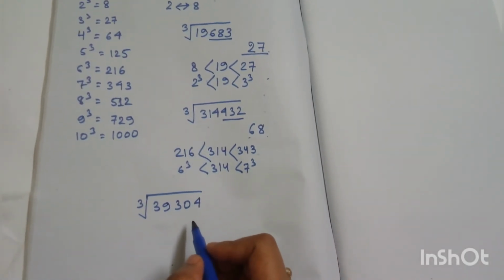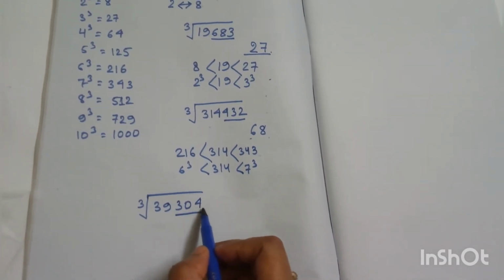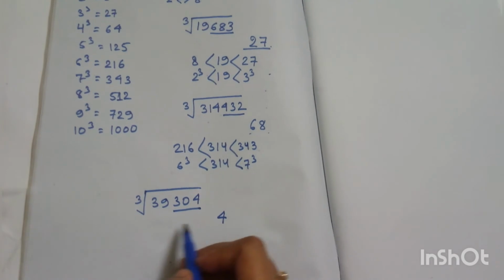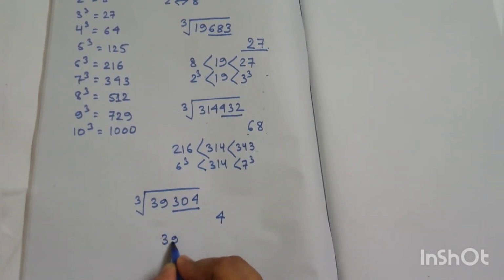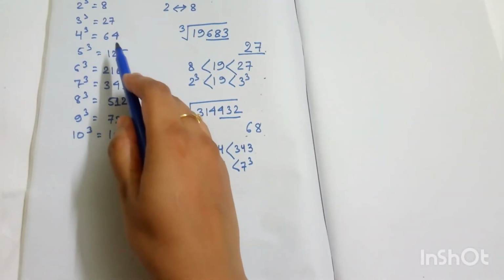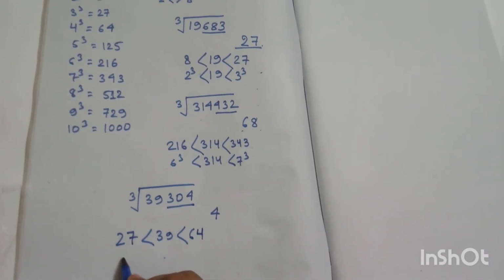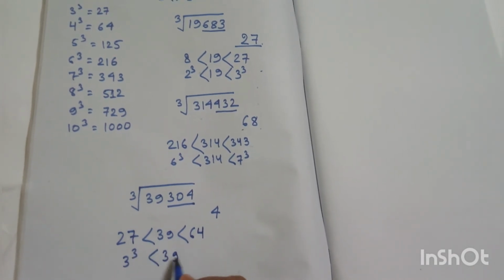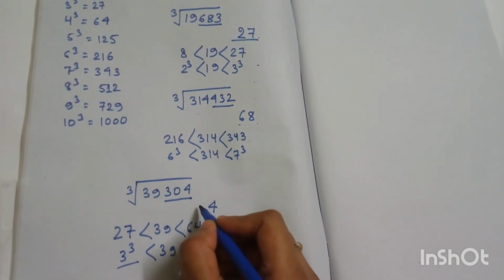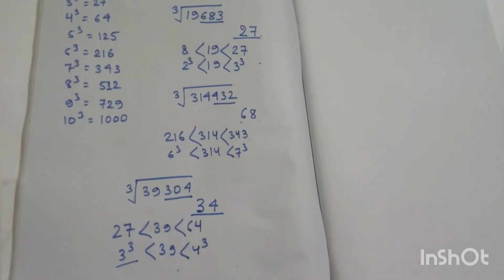Take another example, the cube root of this number. So the last 3 numbers, it is 304. Unit place is 4, so it will be 4 as it is. And the remaining number, it will be between which numbers? 27 and 64. So 3 cube and 4 cube. So the smaller number is 3. So it will be 34. So the cube root of this number will be 34.